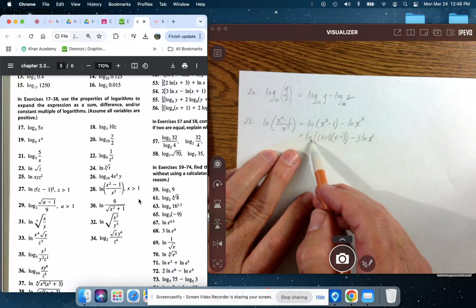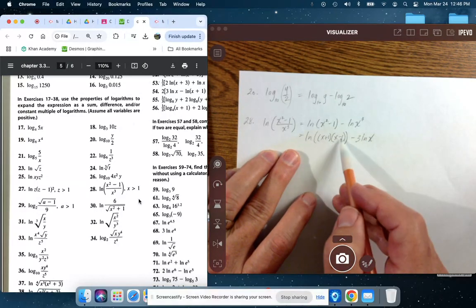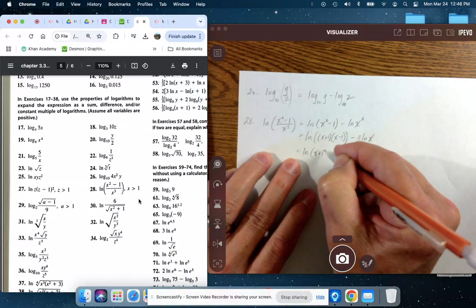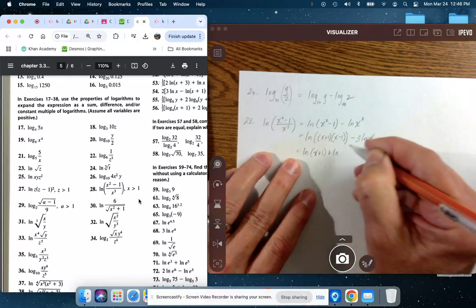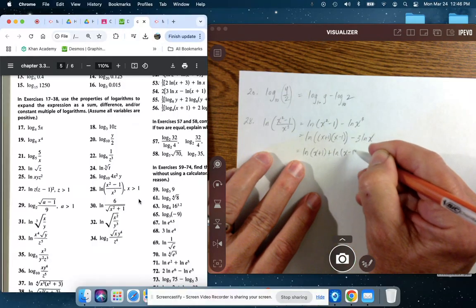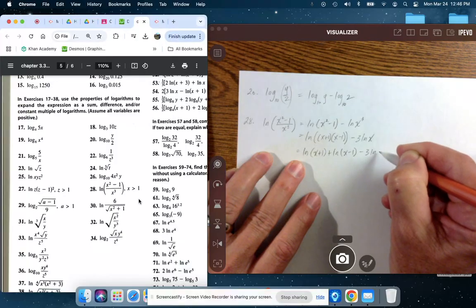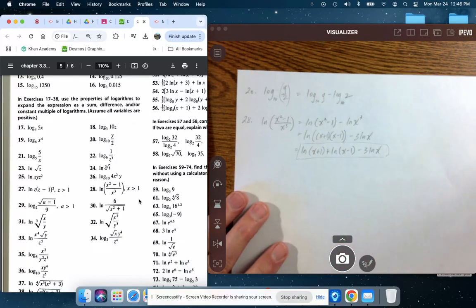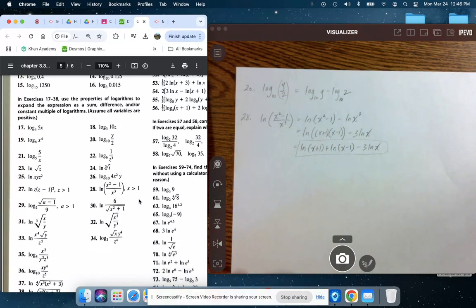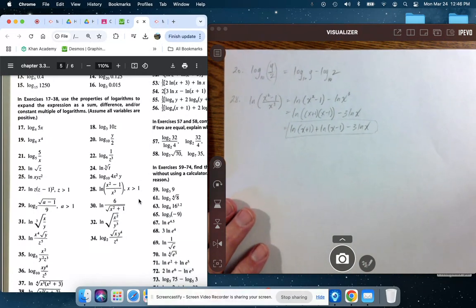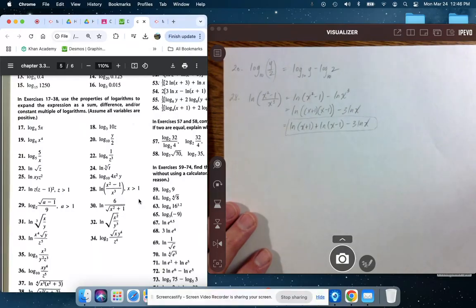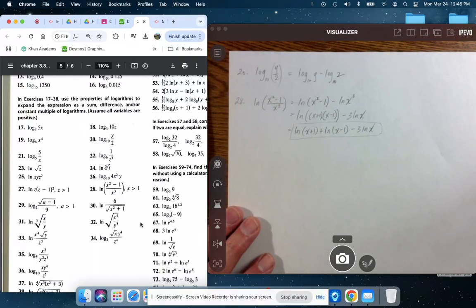Now I've got a natural log of a product, so I could break that up into addition. So that's natural log of x plus 1 plus natural log of x minus 1 minus 3 times the natural log of x. And I believe that is about as stretched out as I can get that logarithm. All right, so we've broken it up into actually 3 different logs being added and subtracted. Okay.